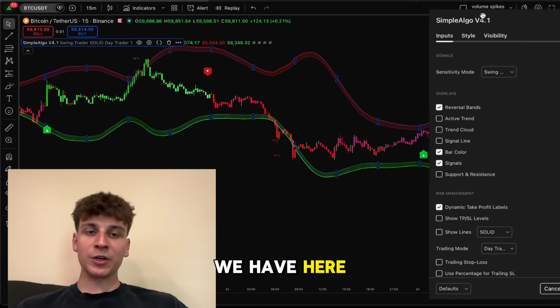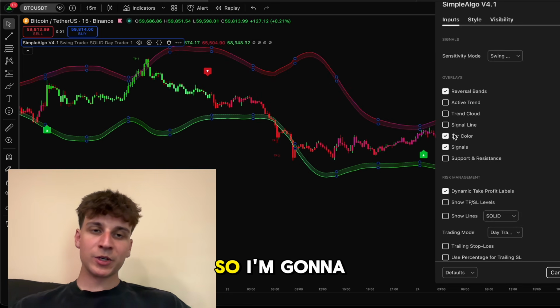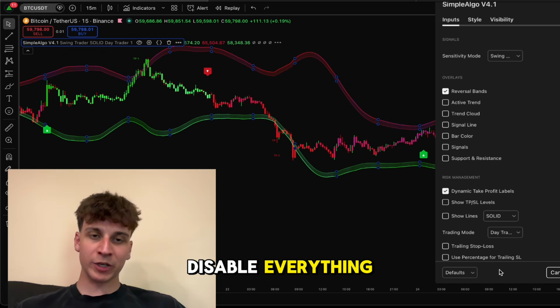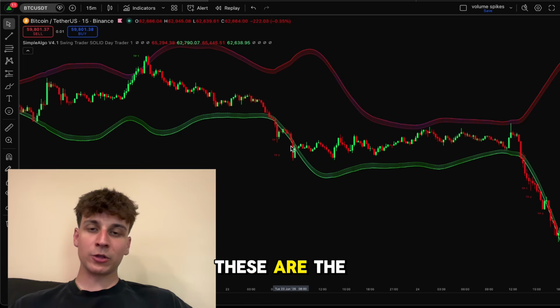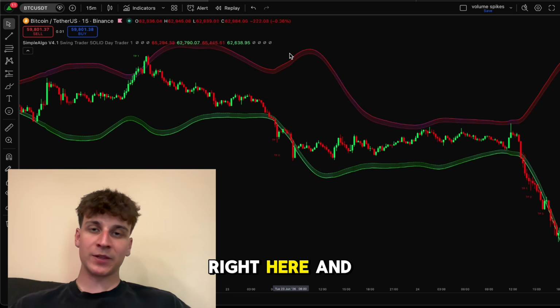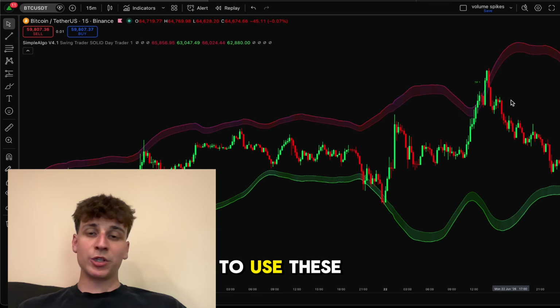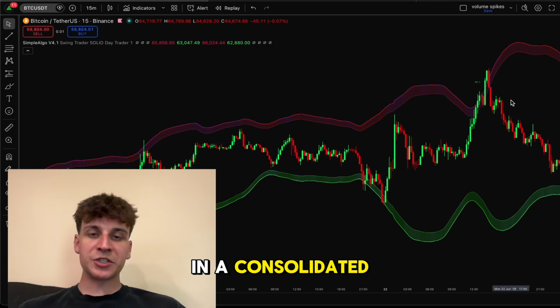The next thing we have here, you're going to see these overlays. So I'm going to disable everything, and we're going to go over it one by one. The first thing we have here is the reversal bands. These are the lower green bands right here and the upper red bands. It is best to use these in a consolidated sideways market.